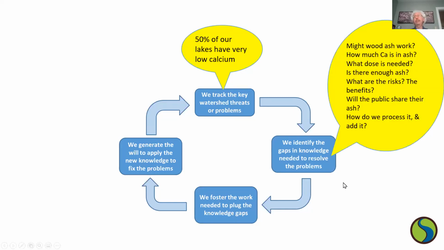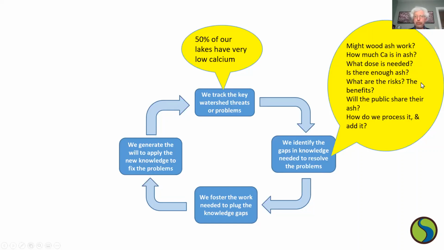Before we actually would launch a program to solve calcium decline in our forests and lakes, what do we need to know? Well, we do need to know if wood ash would actually work. So we need to know how much calcium is in the ash, how big a dose of ash would we need? Do we actually have enough ash to begin to deal with this problem? Are there risks? The forest managers that I talk to are very worried about metal contaminants in the ash. Can we prove there are benefits?